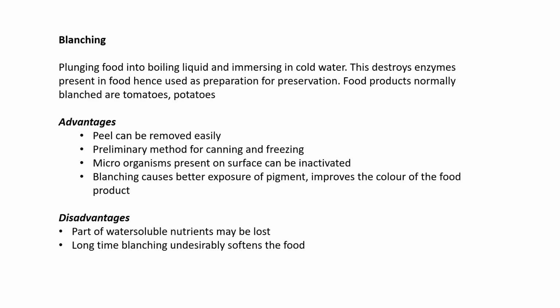The advantages include that the peel can be removed. Peel means the skin can be easily removed. Blanching is a preliminary method for canning and freezing. Then of course the microorganisms present on the surface can be inactivated. Blanching causes better exposure of pigment, and it improves the color of the food product. The disadvantages are that part of the water soluble nutrients may be lost, and a long time of blanching undesirably softens the food.